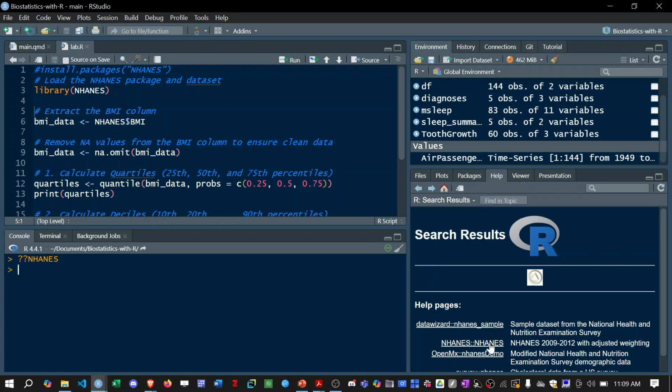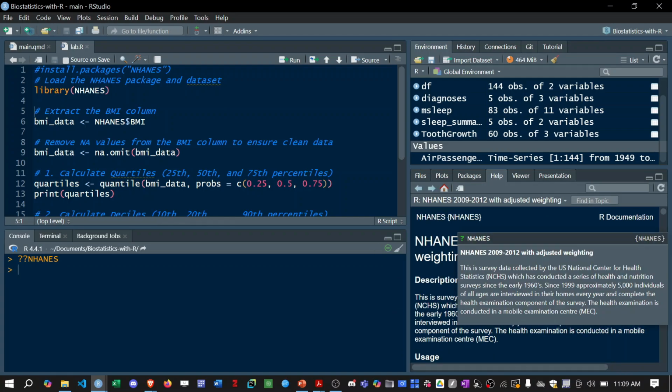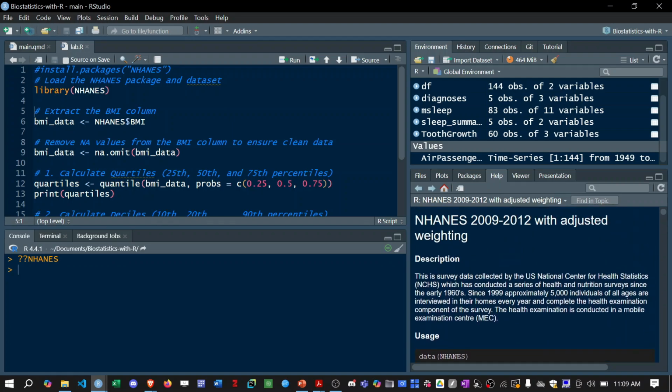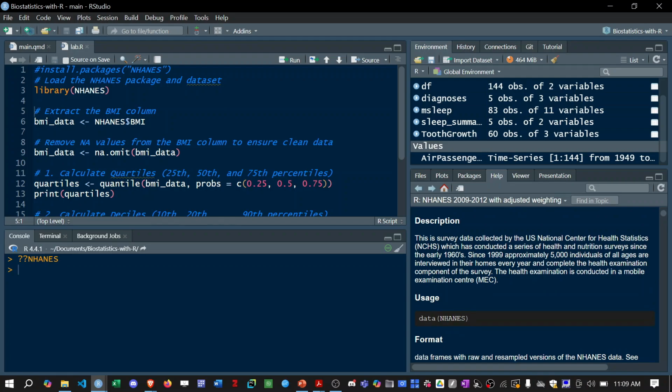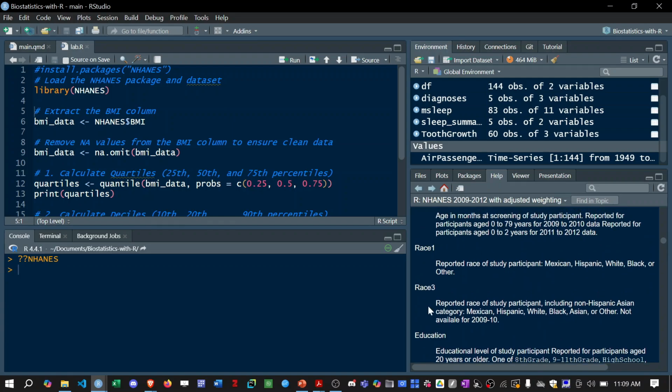So can you see it? This is the data set that is part of the NHANES package. It's survey data collected by the US National Center for Health Statistics, which has conducted a series of health and nutrition surveys since the early 1960s. So these are the details, and you can see more about it and also the various variables.